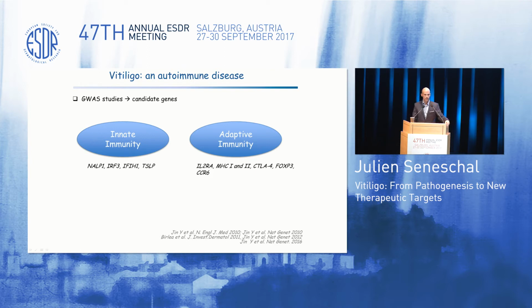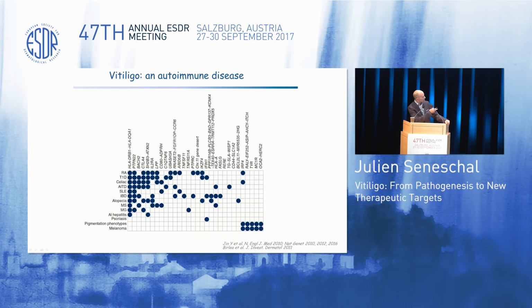But also, vitiligo is an autoimmune disease because, with a simple observation, if you perform a skin biopsy in the perilesional skin of a patient with a progressive disease, you can clearly find a T cell infiltrate close to the remaining melanocytes, and a decrease of this T cell infiltration in the lesional skin.